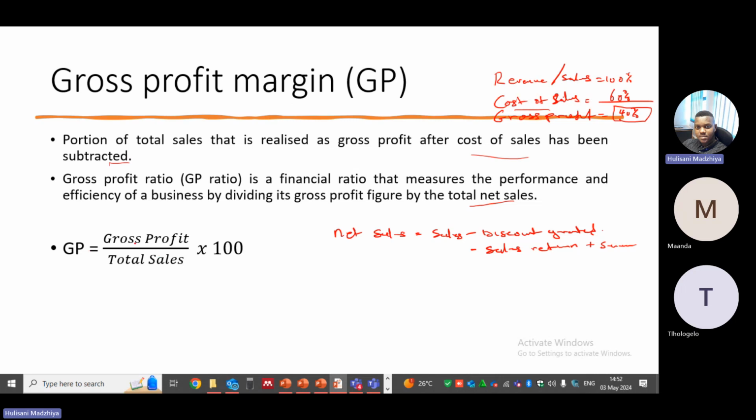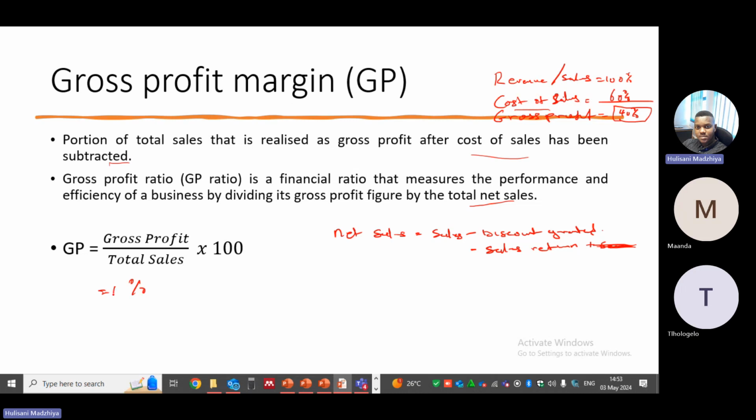So gross profit margin is your gross profit over total sales multiplied by 100. In most cases the services part will not happen, so it will just be your sales, discount and sales return. Therefore gross profit margin equals gross profit over total sales multiplied by 100. The final answer will actually be in percentage format. All profitability ratios, when you calculate them at the end, will be in percentage format.